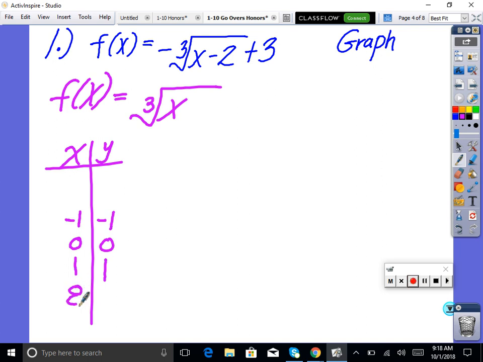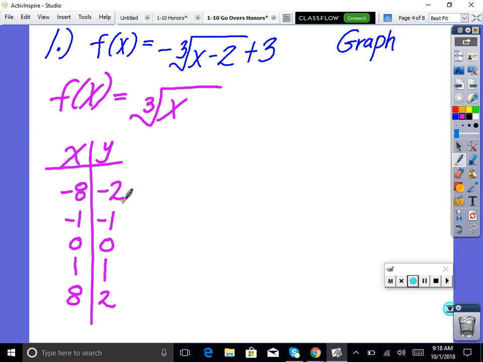So I'm picking smart points. They can be any points, but I don't want to do decimals as much. I mean, in my transformation, if I have to do decimals, that's fine. I don't want to start out with decimals. Cube root of 8 is 2, so then negative 8 is negative 2. That's probably enough points. 1, 2, 3, 4, 5 is probably good.